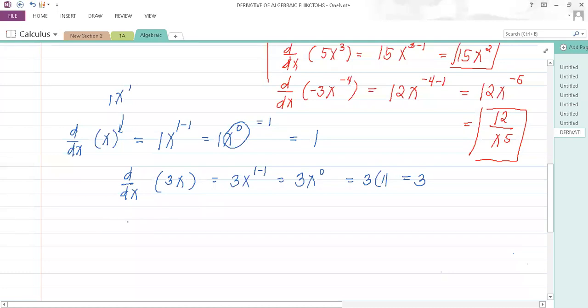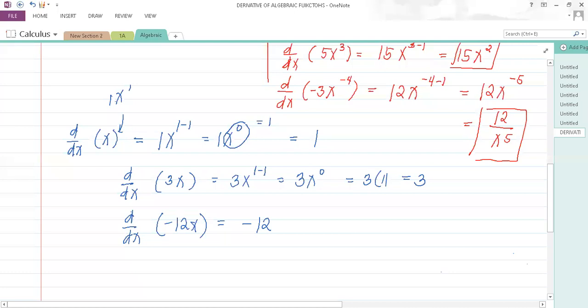Okay, so if we have, say, the derivative of negative 12x, so ano yung magiging sagot natin? Ang alam natin, x raised to 1 minus 1 is 0. That is, x raised to 0 is 1. So ang matitira na lang dyan is negative 12. Okay? So that is if we have one variable.